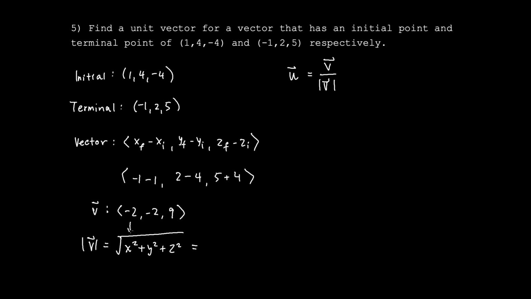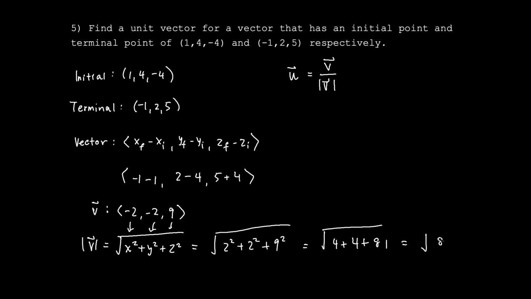And by plugging in each of the points into the formula, we get x squared, which is -2 squared. I can just write 2 squared because the negative cancels out when you square it. Plus y squared, which is 2 squared again. And plus z squared, which is 9 squared. To simplify this, we have 4 plus 4 plus 81, which is 8 plus 81, which is the square root of 89.